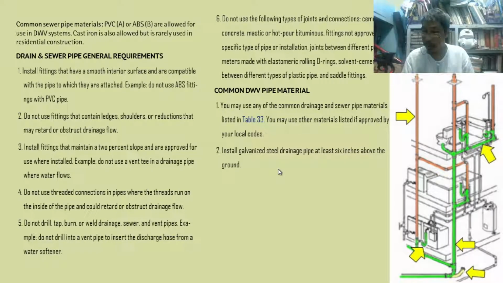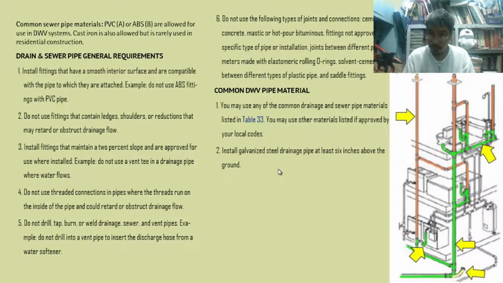So that's why do not thread the pipe more than necessary. Okay. There are pipes that you have to thread manually by yourself. It is much better to use pipes that are already threaded from the hardware. Okay. So number 5, do not drill, tap, burn, or weld drainage, sewer, and vent pipes. Example, do not drill into the vent pipe to insert the discharge hose from a water softener. Okay.